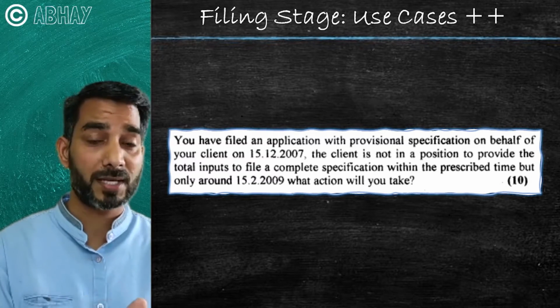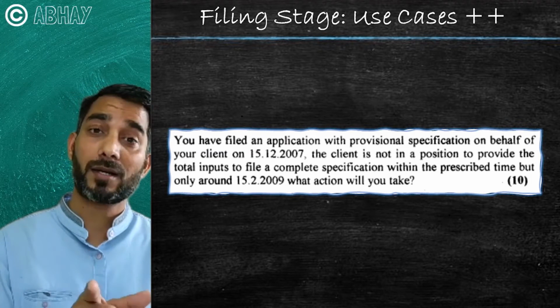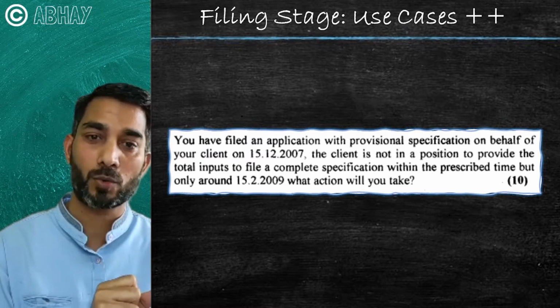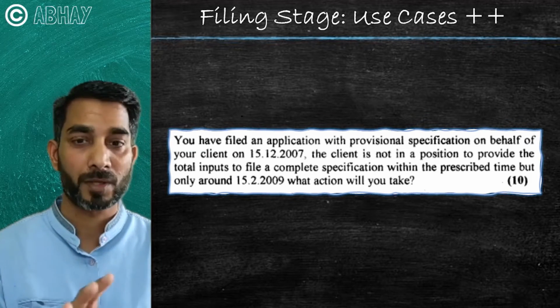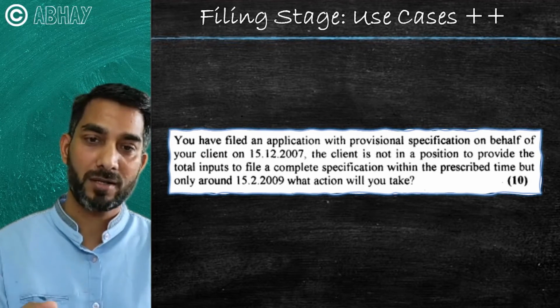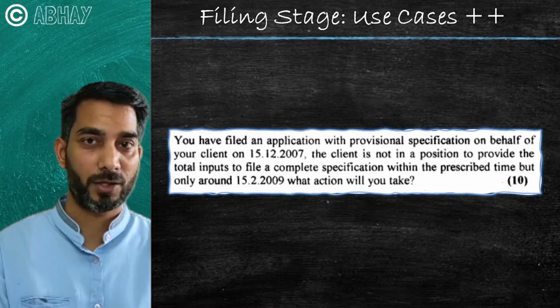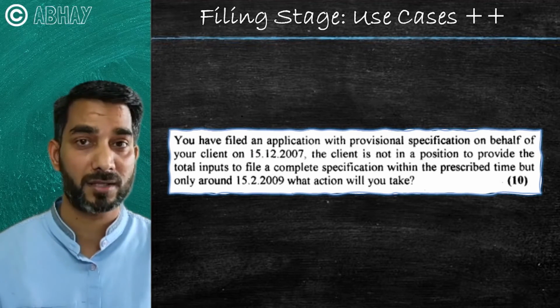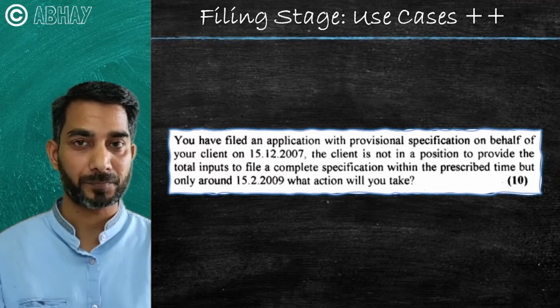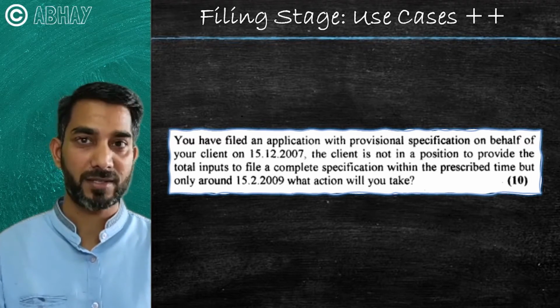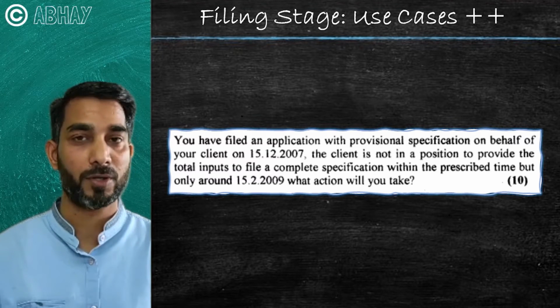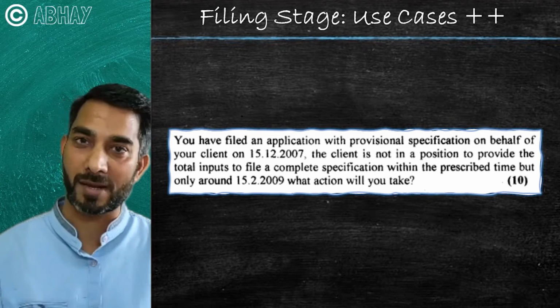But the question continues and says that the client is not in a position to provide the total inputs to file a complete specification within the prescribed time, which is 12 months, but only around 15/2/2009, which happens to be 2 more months from the allowed timeline. So the constraints are given. The constraint is that I cannot complete within the time frame. So the objective has to be, I need more time, right?